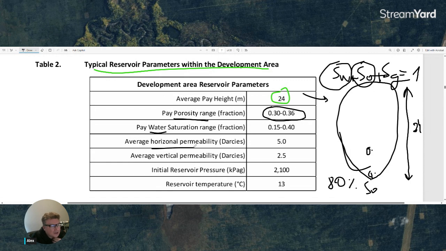Now, you have horizontal permeability and vertical permeability in Darcys. It's 5 and 2.5. So this is really the ability of the fluid to flow through porous media. And Darcy is the measurement unit for that, as you learned in other courses. Then you will have something called initial reservoir pressure. That's 2100. So then the injection is to that pressure. And then when you do that, you end up with something called bottom hole pressure. You inject to that initial reservoir pressure, so the bottom hole pressure could be higher than this pressure. And reservoir temperature is 13C.